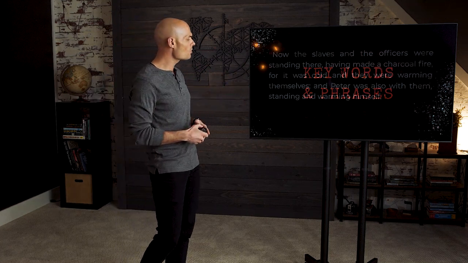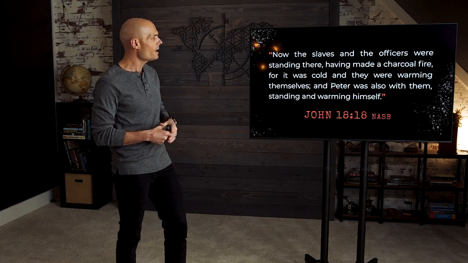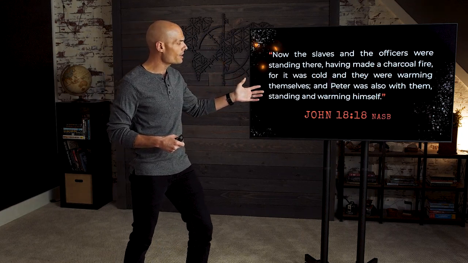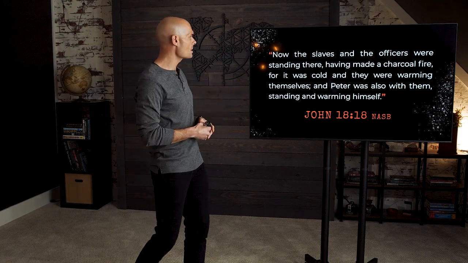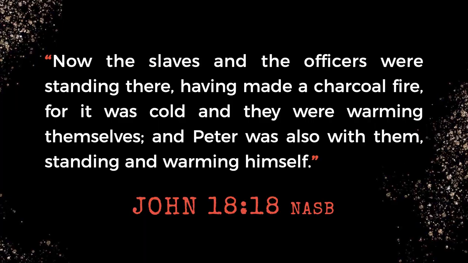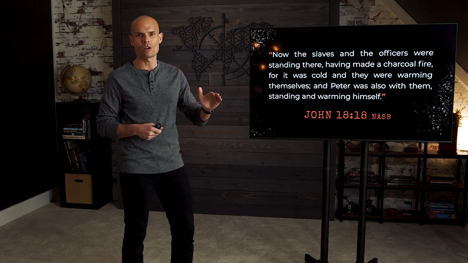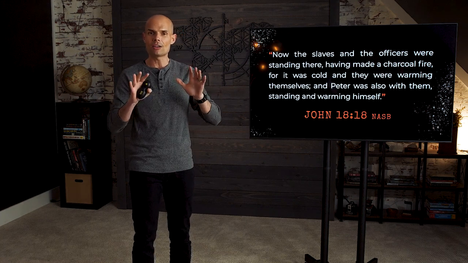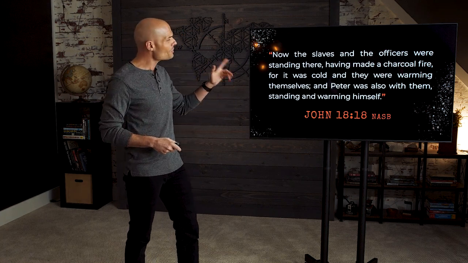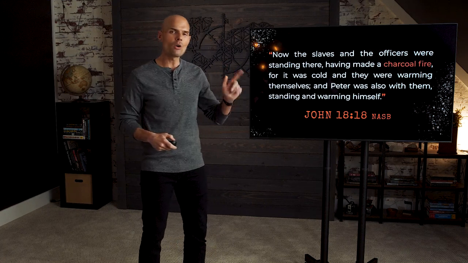So notice this one from John 18:18, and I'm using the NASB here because not every translation has the clarity of this language being used here. But it says, now the slaves and the officers were standing there, having made a charcoal fire, for it was cold and they were warming themselves, and Peter was also with them, standing and warming himself. So this is the scene leading up to Peter denying Jesus. And we have this interesting detail, a charcoal fire.